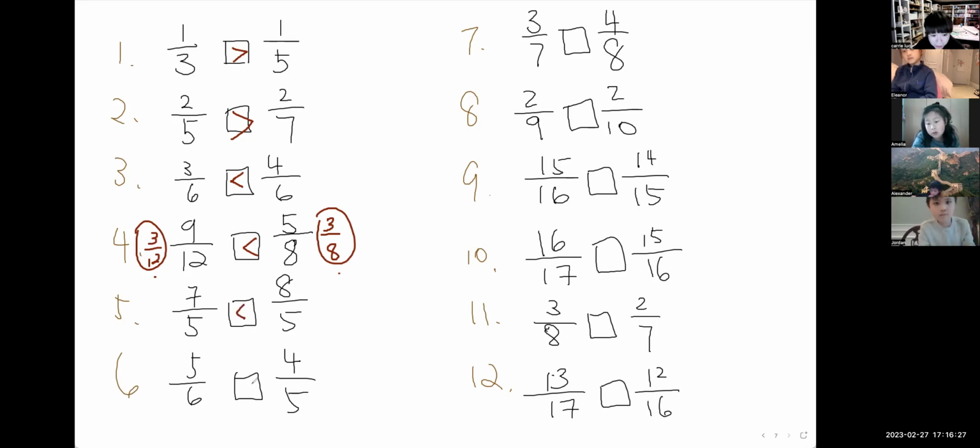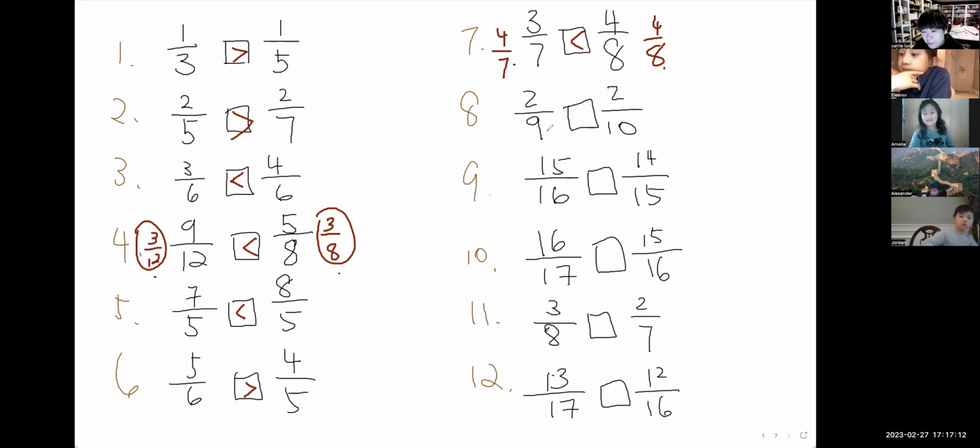Number 6, Amelia, 5/6 and 4/5. Number 6 is bigger than. Okay, it's bigger than. Very good. Good job. Okay, number 7, Jordan. It's smaller. Smaller than. Okay, we see. So 4/7 and 4/8. So this one is bigger than this. So that's why the original one is smaller. Very good. Okay, so number 8, Alexander.